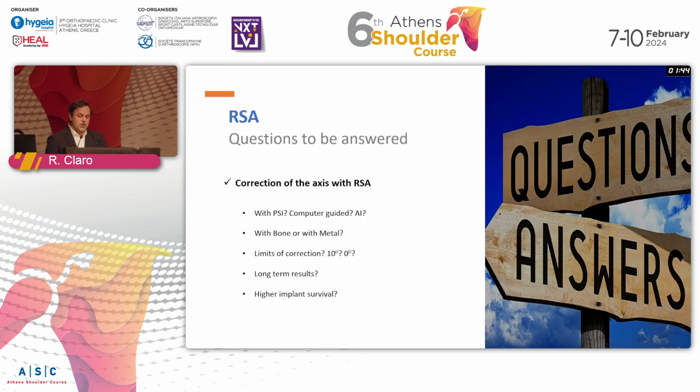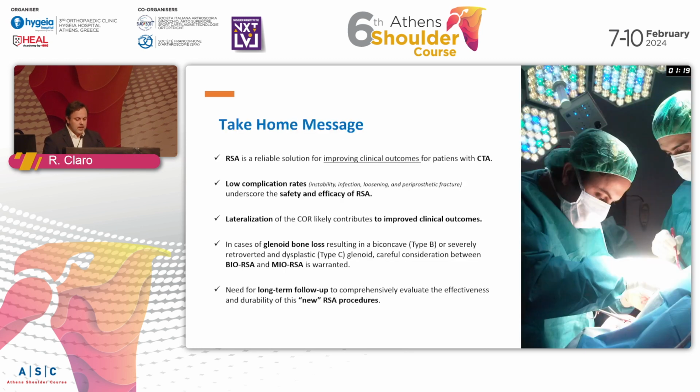So, questions to be answered when we use a reverse to treat cuff arthropathy. The correction of this axis. Should we use PSI? Should we use a computer guide, artificial intelligence? Should we use bone or metal? What are the limits of this correction? Long-term results: if we correct the axis, should we have higher long-term implant survival? I think there are some questions to be answered.